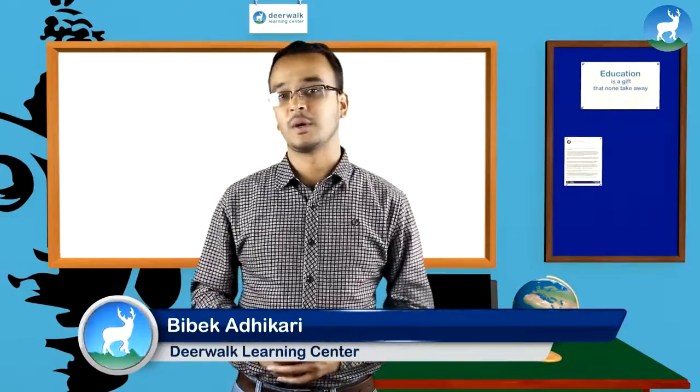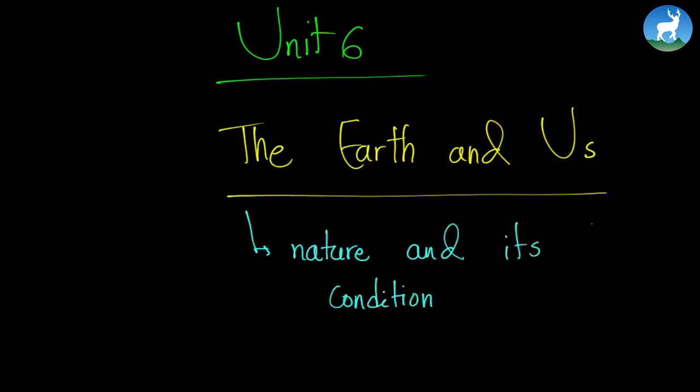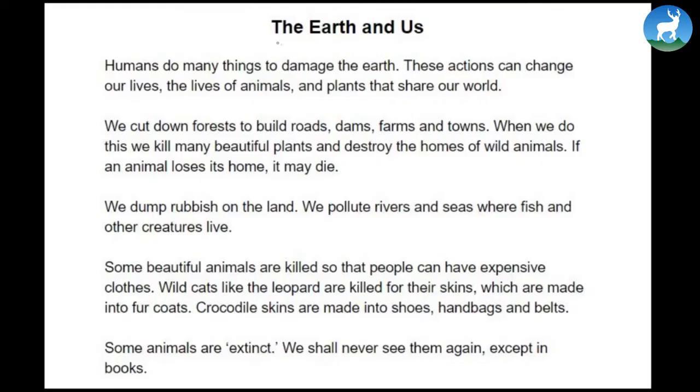In today's class, we are going to solve the reading portion of Unit 6, that is, The Earth and Us. So, let's begin. We are now going to start the reading portion of Unit 6, in which we shall be reading about the Earth and Us. We will read about nature, its condition, and afterwards we'll also solve some comprehension questions. So, let's start. The Earth and Us.